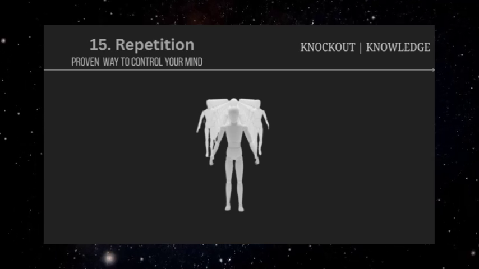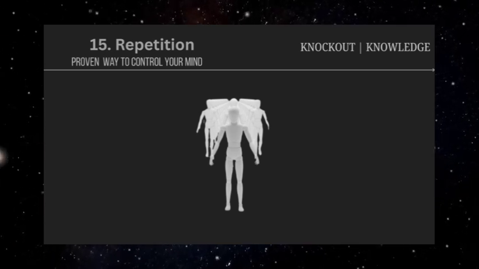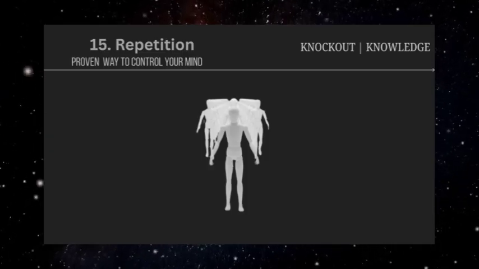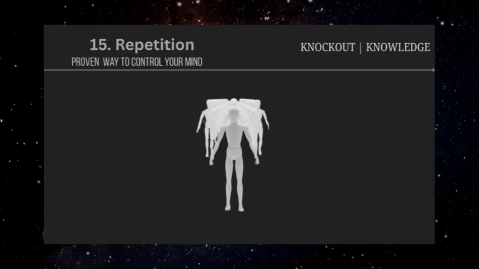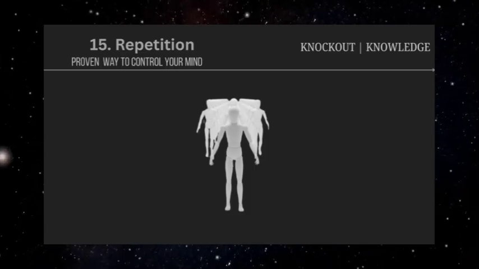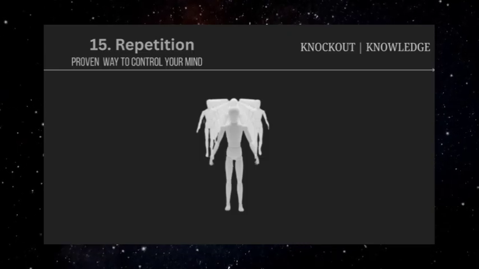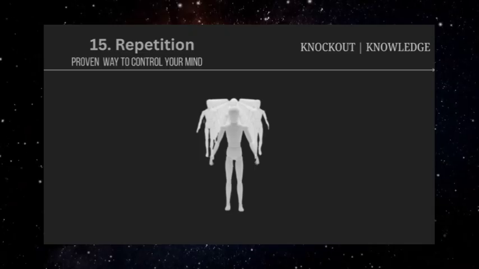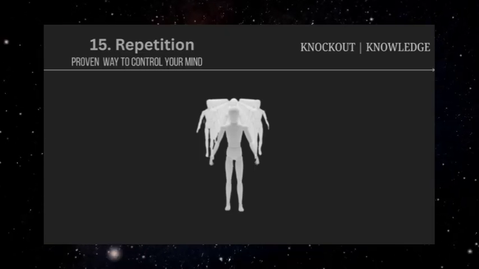15. Repetition. Repeat ideas to implant beliefs subconsciously. Repetition is one of the most fundamental and powerful techniques in psychological manipulation. The principle is simple. Ideas that are repeated frequently, even without supporting evidence, gradually become more believable and acceptable. This happens because our brains are designed to recognize patterns and familiarity as indicators of truth and safety.